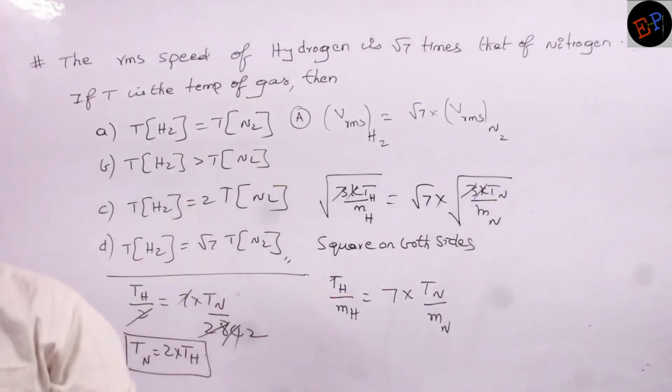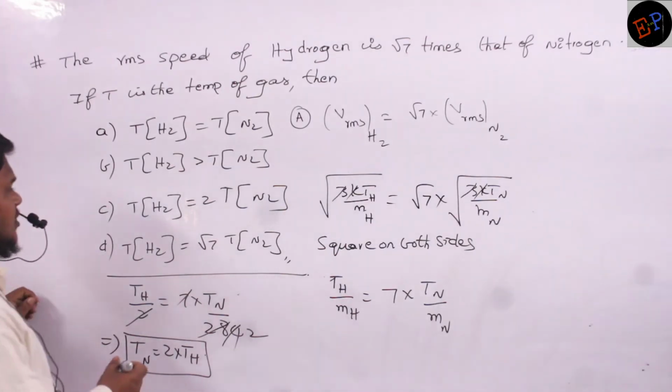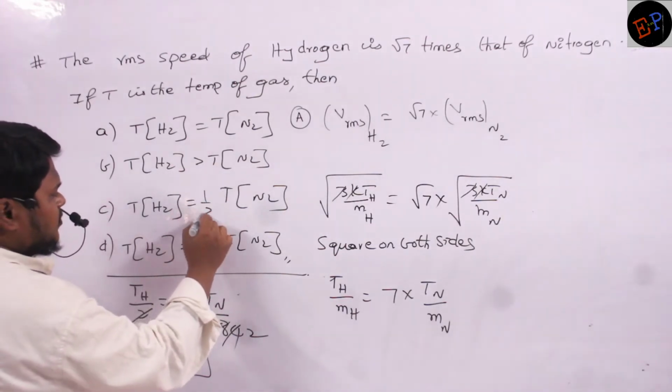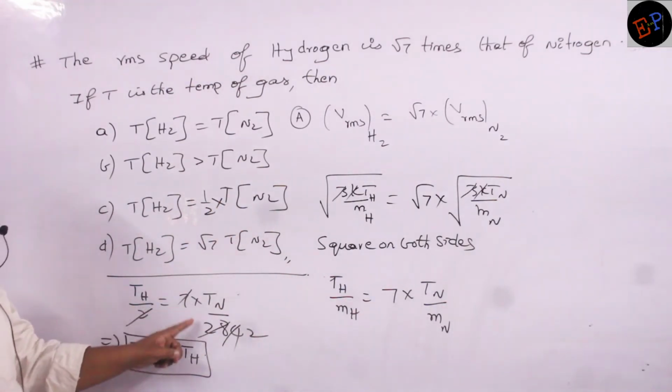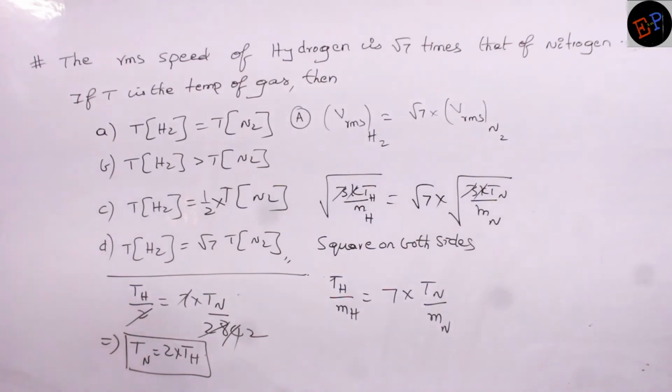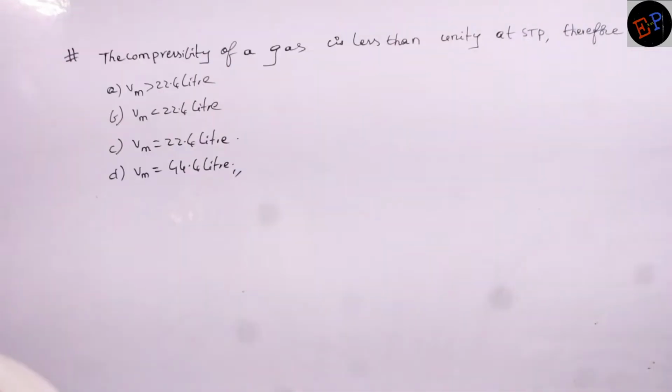Let us check the options. I think I have given the options wrongly. So you do one thing, here write down 1/2. Now it is correct. So the temperature of hydrogen is half of the temperature of nitrogen. So the third option will be our answer. Make a note.